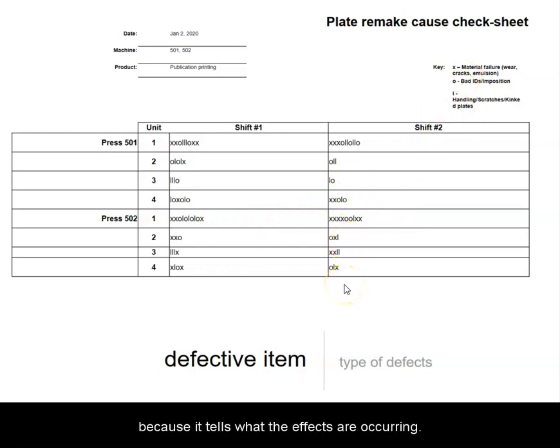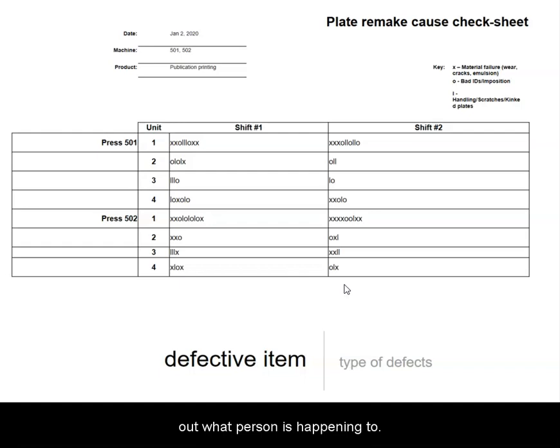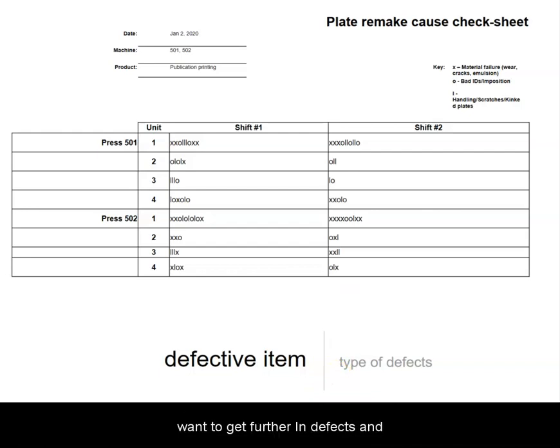This one's cool because it tells us what defects are occurring, what resource they're occurring on, what specific location on the resource they're occurring, when they're happening, and what we could go further is maybe on that shift, figure out what person it's happening to. So you can see the check sheets can get as granular as we want as we go further into defect and root cause analysis.